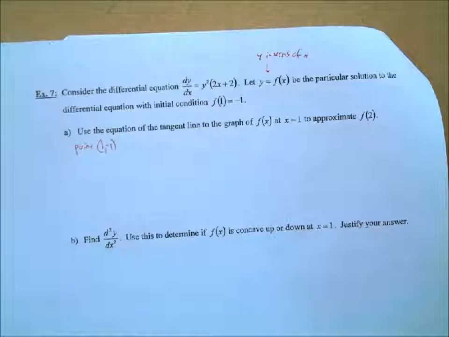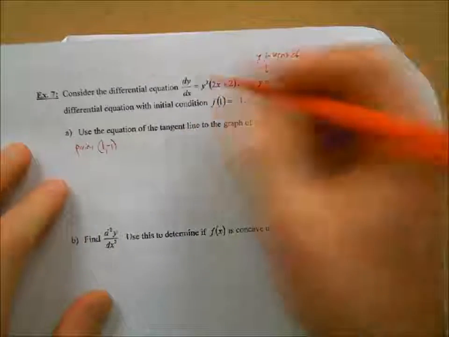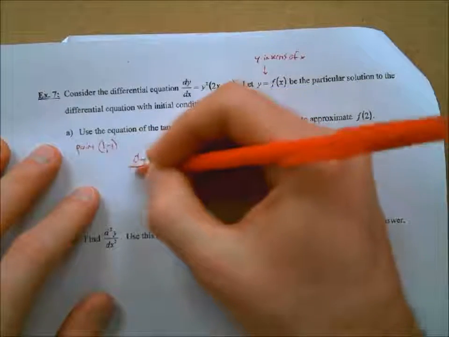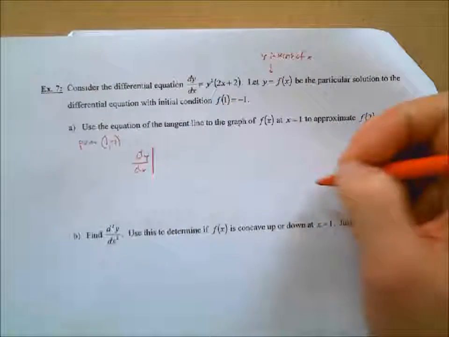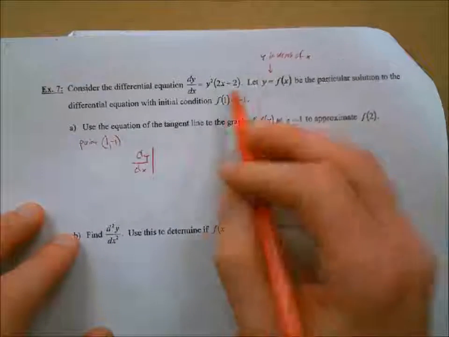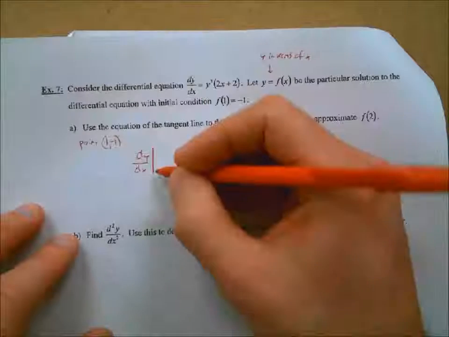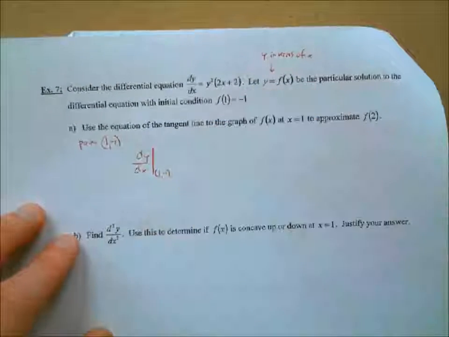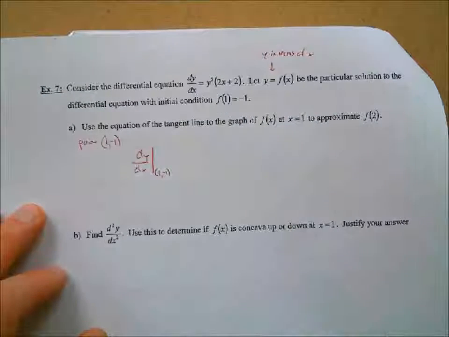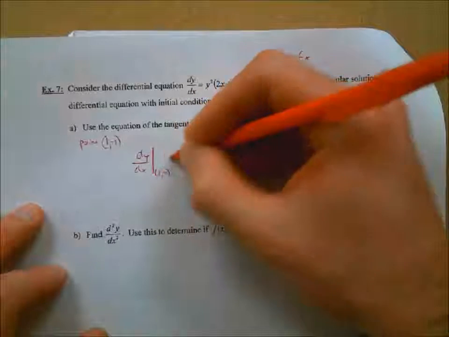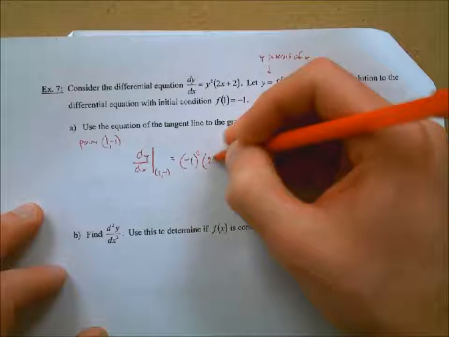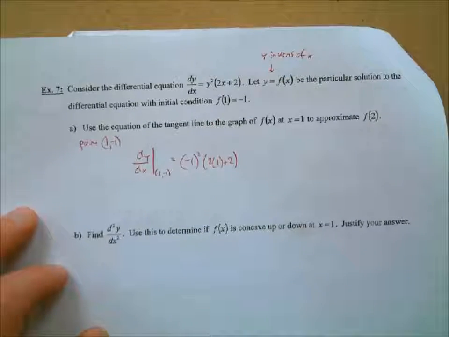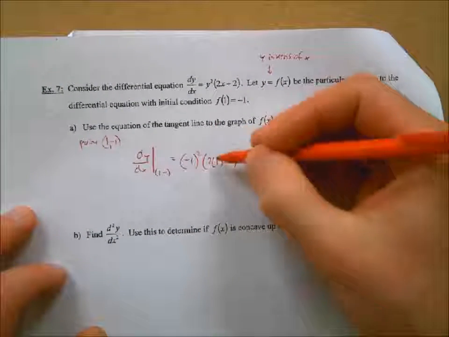Okay. We're told that. And then we also want to find the derivative dy/dx evaluated at 1. Since our derivative has both y's and x's in it, we're going to evaluate at the point (1, -1). Okay, so that's how we can show that evaluation there. dy/dx evaluated at (1, -1) is going to equal (-1)^2 times (2 times 1 + 2). Okay, so 4.